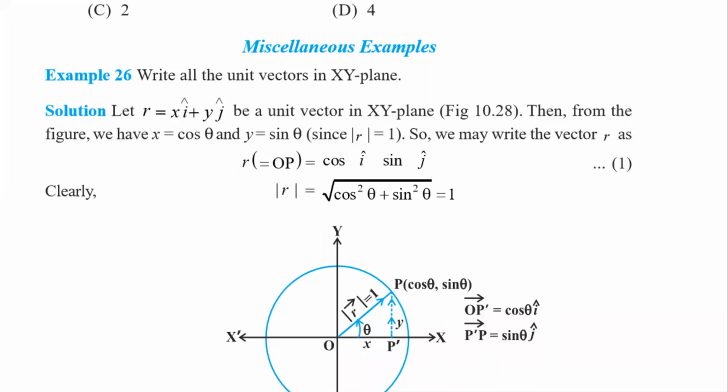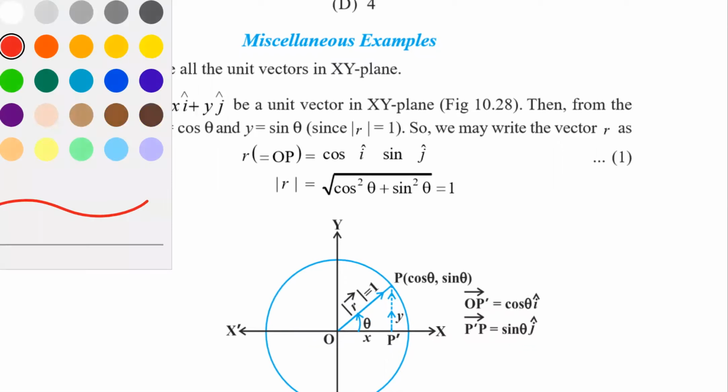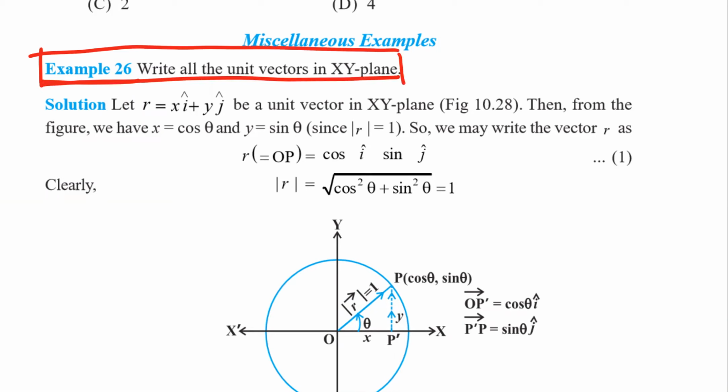So example 26. Write all the unit vectors in xy plane. Okay. So we have to write all the unit vectors in xy plane.